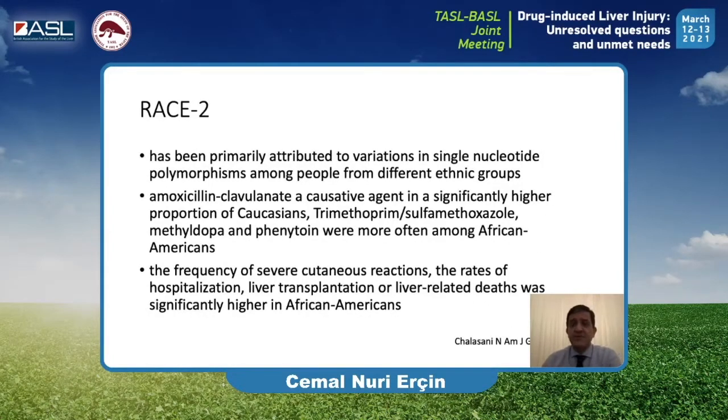The effect of ethnicity on drug susceptibility has been primarily attributed to variations in single nucleotide polymorphism. A recent cohort study of the relationship between DILI and different ethnic groups showed that while amoxicillin clavulanate was a causative agent in a significantly higher proportion of Caucasians, trimethoprim sulfamethoxazole, methyldopa, and phenytoin were more often the cause of DILI among African Americans. Also, the frequency of severe cutaneous reactions, the rates of hospitalization, and liver-related deaths were significantly higher in African Americans compared to Caucasians.